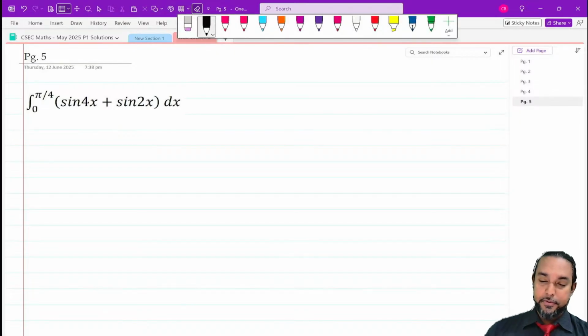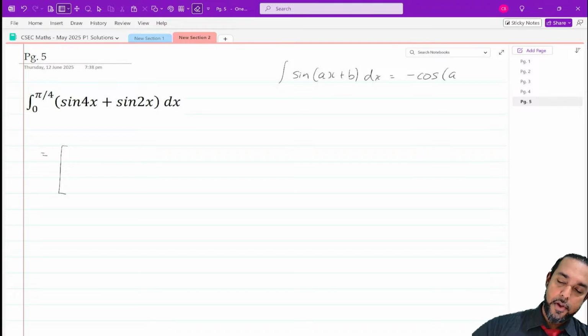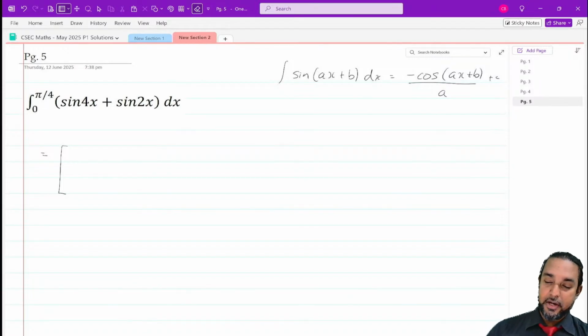Okay, so the first thing we have to do is integrate sine 4x and sine 2x. When we integrate sine, there's the integral of sine of a linear function, which is equal to minus cos(ax + b) all over a. You could put the plus c if you want, but it wouldn't make a difference with the limits. There's only sine we have, but I'll give you the cosine one time as well: the integral of cosine of the same kind of linear function.